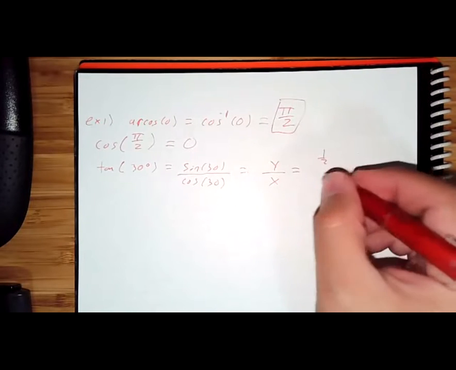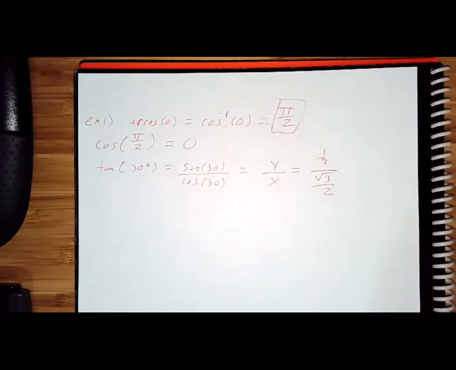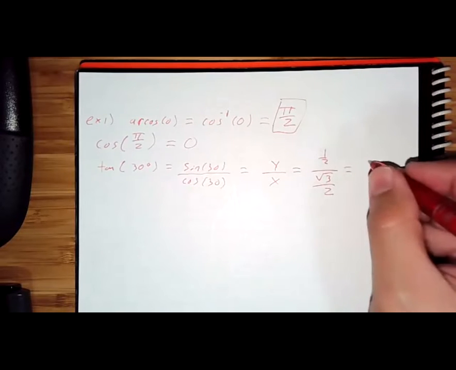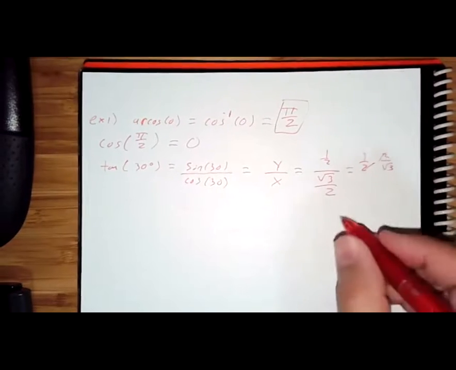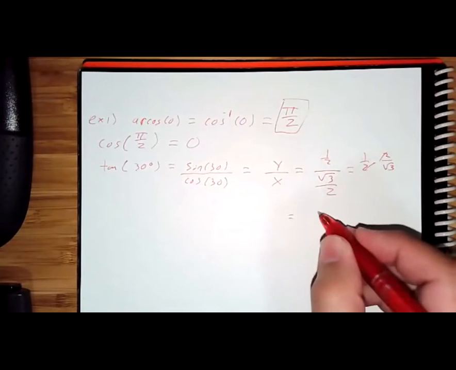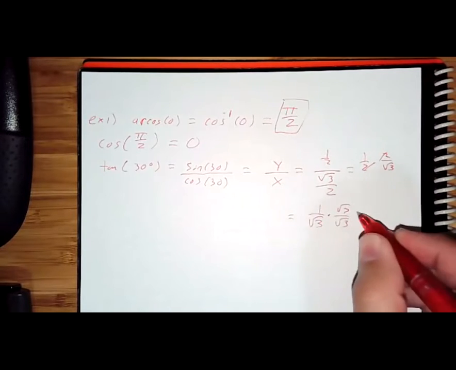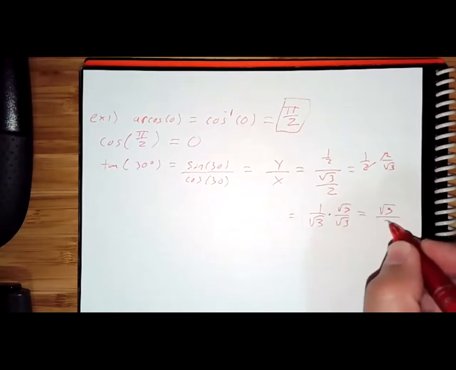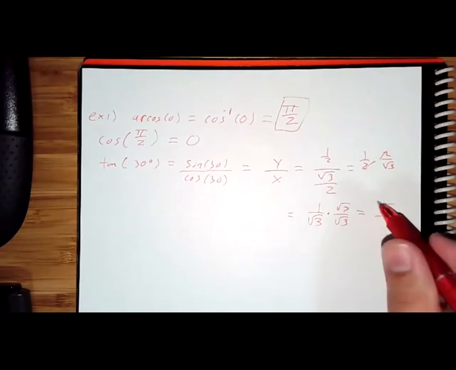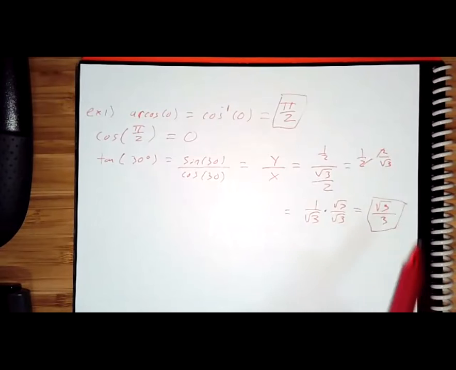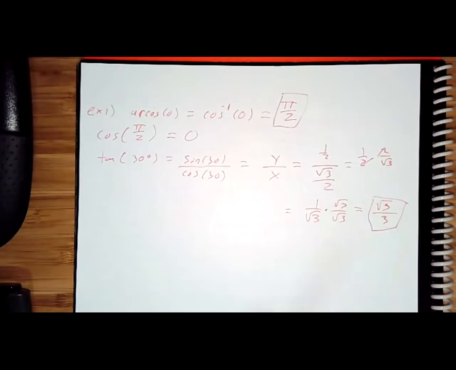So what is 1/2 divided by square root 3 over 2? You do your math here. That'll be 1/2 times 2 over root 3, leaving you with 1 over root 3. And then you have to rationalize, which will give us the actual answer. I don't expect you to memorize it, but this is one of the common values of tangent: square root 3 over 3.